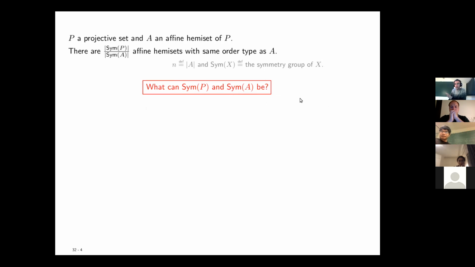And so that's what we clarified. It's actually not so difficult to get the classification of the symmetry groups of affine sets. It's always trivial or a cyclic group where the number of symmetries divides n. And the reason is that basically your symmetries will map the convex hull to the convex hull.